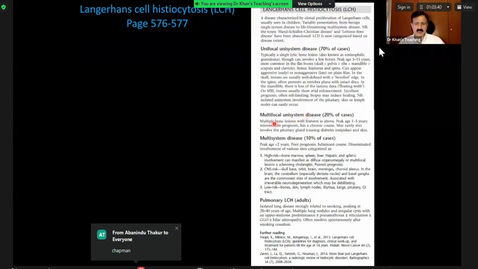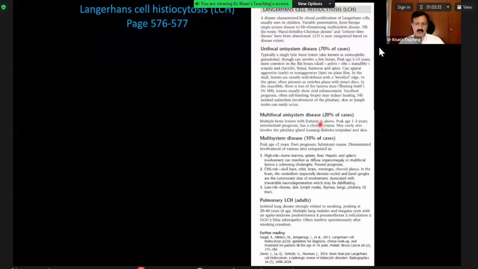Now, there is a second type, which is multifocal unisystem disease, 20% of the cases. So again, bone will be involved, but the lesions will be multifocal. The peak age here is 5 to 15 years, here is 1 to 5 years. And then this is the worst type, which is multisystem disease, 10% of the cases, peak age is less than 2 years. In this, various parts of the body other than bones can be involved. And we are talking about CNS.